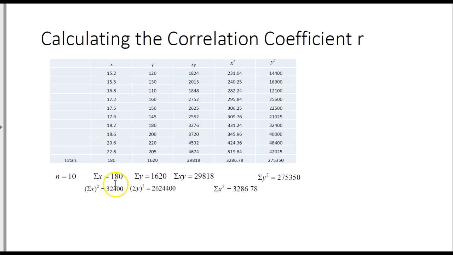So all the x's add up to be 180, all the y's add up to be 1620. If I multiply x and y and add them all together, 29,818. All the y squares, 275,350. Here's the first calculation. I add up all the x's and square them, so that's the square of the 180. The second one here, I add up all the y's and square them, that's the square of the 1620. Over here, the total for the x squared column, 3,286. Okay, so I'll need all those for the r formula.